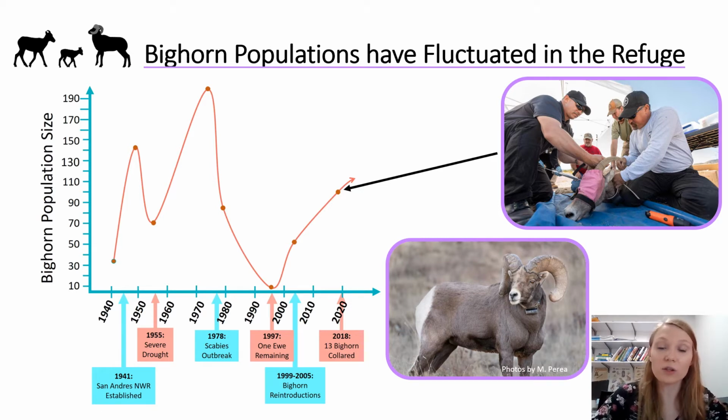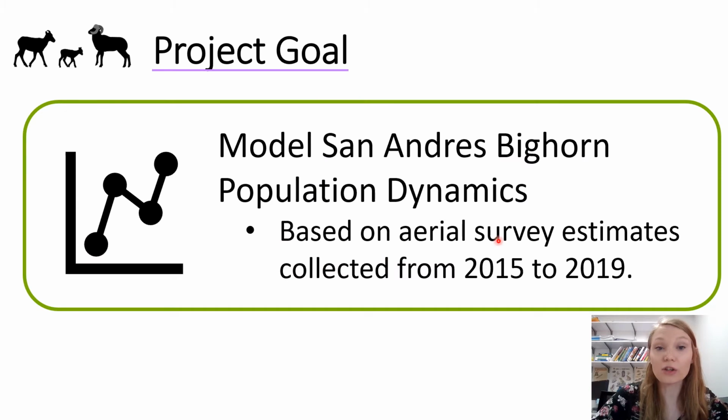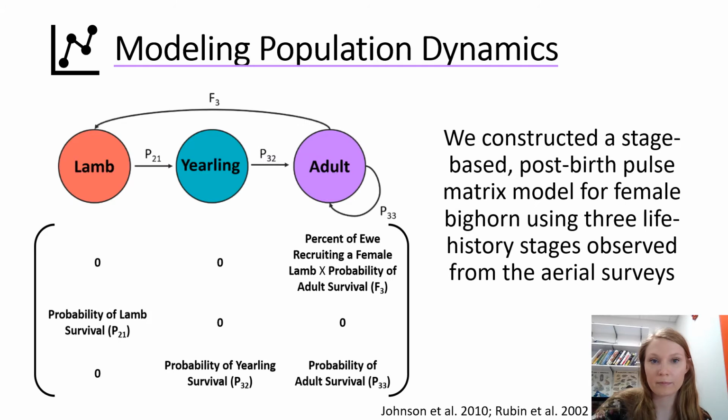However, these collars have also provided other useful data that we hope may allow us to better understand population dynamics in the region. So the goal of my project was to model San Andres bighorn population dynamics based on aerial survey estimates collected from 2015 to 2019 and based on the collar data that they've collected over the past couple of years. To do this, I constructed a stage-based post-birth pulse matrix model for female bighorn using 3 life history stages: lambs, yearlings, and adults, or ewes.